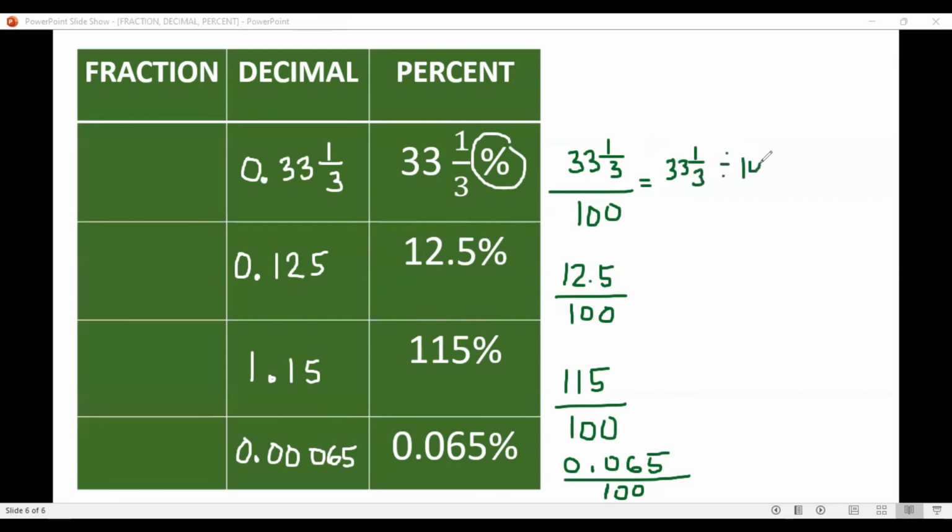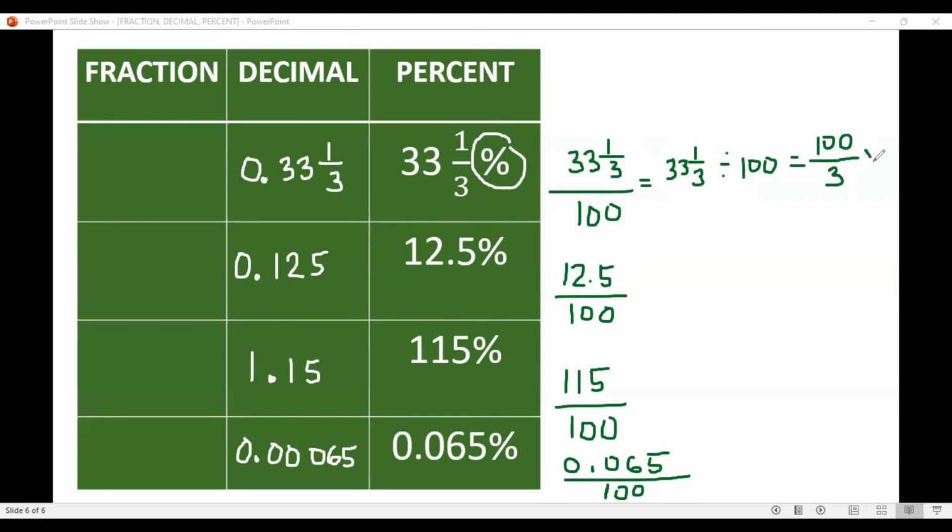So what do we do if this is the case? Again, the rule is you have to change this one into its improper form. 3 times 33 is 99, plus 1 is 100. So there is 100, and then over 3.